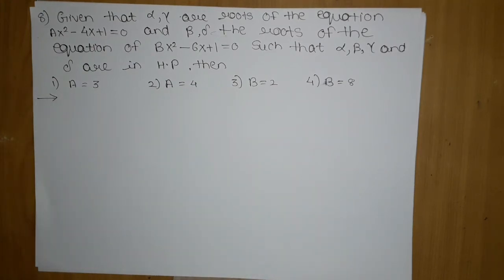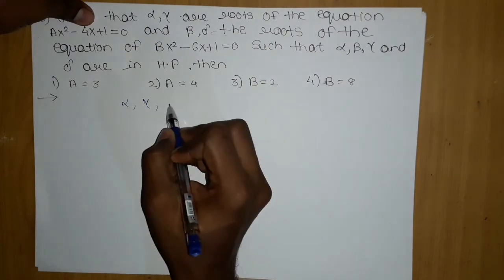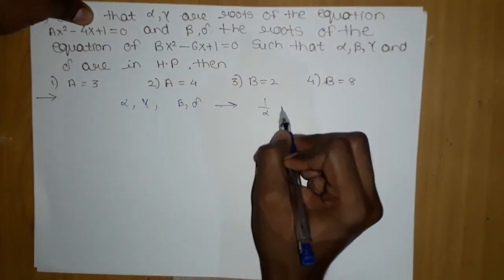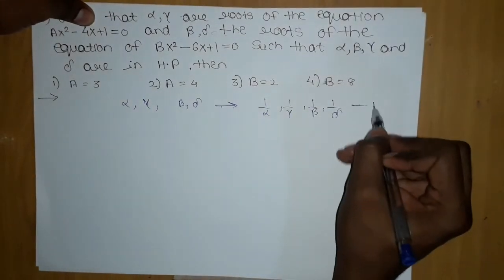Now if you have learned sequence and series, you may feel it is a little difficult to solve HP, while from childhood you have studied AP, so it is easy to deal in AP instead of HP. What you have to do is just take the reciprocal of the roots. So if alpha, beta, gamma, delta are in HP, then 1 upon alpha, 1 upon beta, 1 upon gamma, 1 upon delta will be in AP.